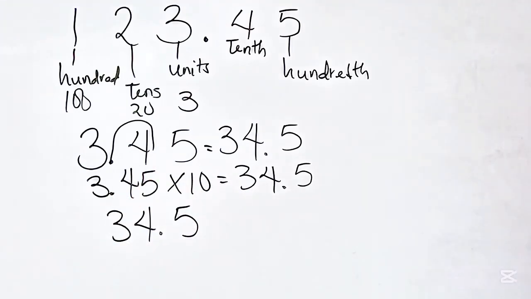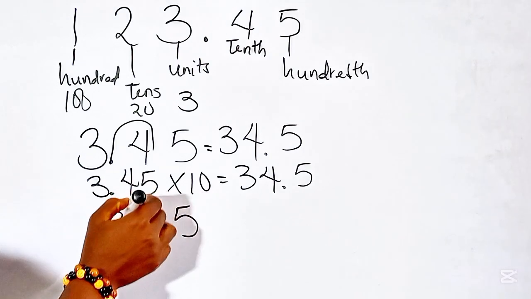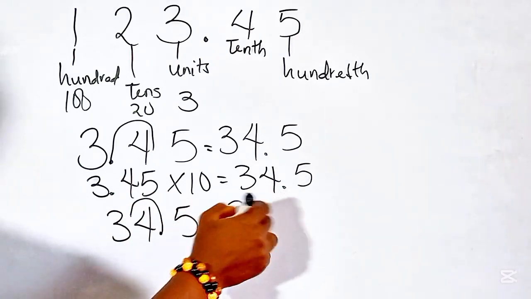Now let's take 34.5. We are going to try to move the decimal point one place to the left. So moving the decimal point one place to the left is going to give us 3.45.